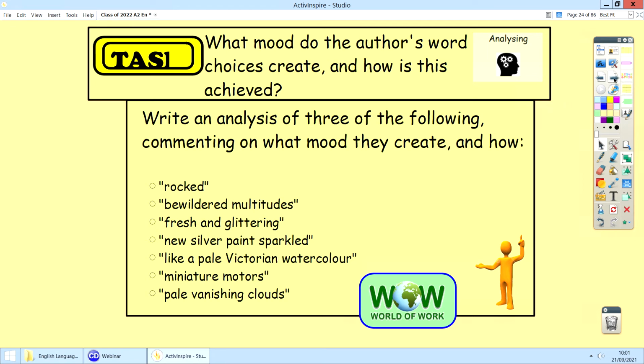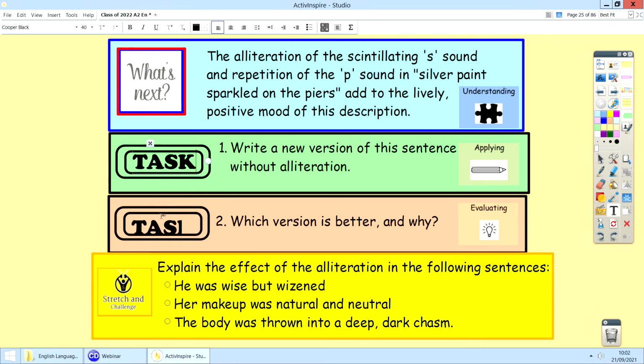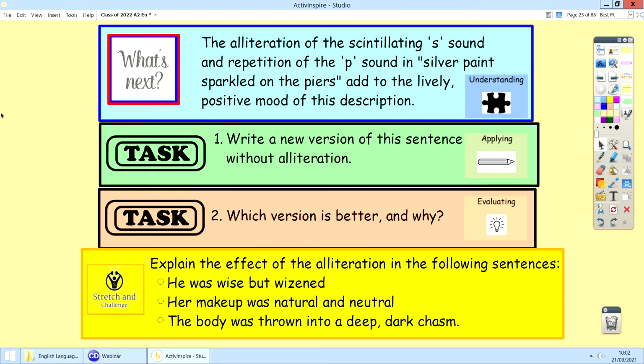Well done. I'm going to assume that you did that really, really well. Well done. Okay, so we have some tasks here for you. Well, I say we, I mean me. I have some tasks here for you. Okay, the alliteration of the scintillating S sound and repetition of the P sound in silver paint sparkled on the piers. I mean, you could even say that is sibilant rather than alliteration. Add to the lively, positive mood of this description.